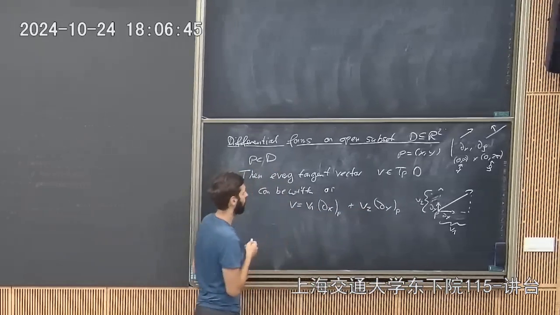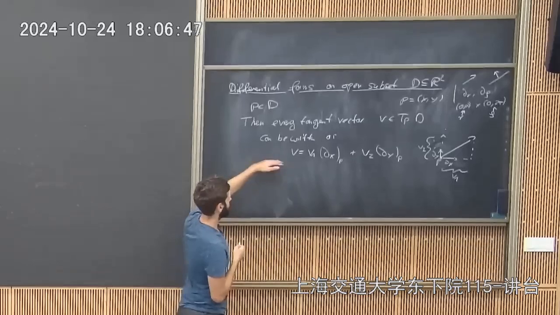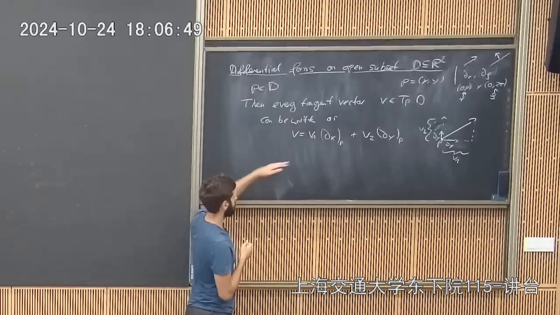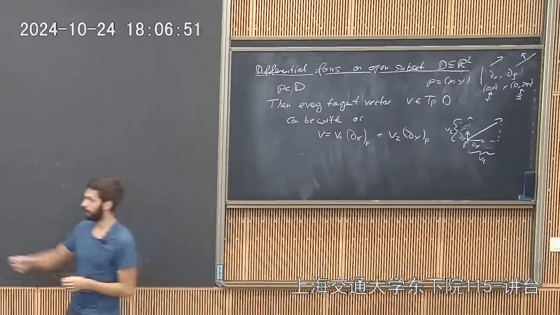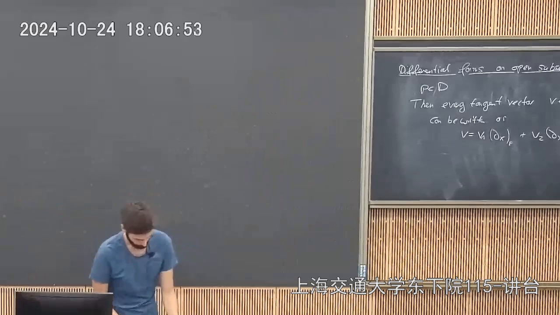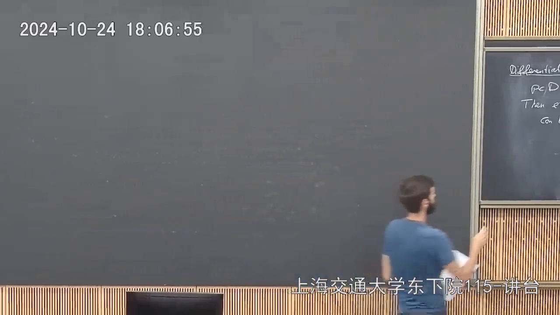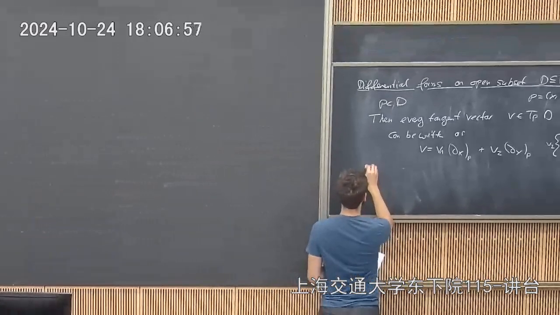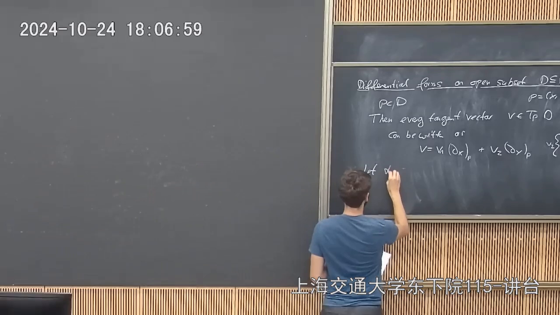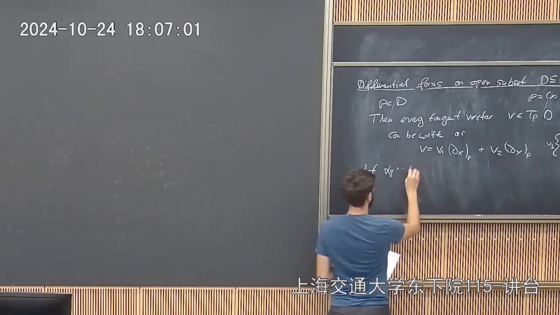Okay, that's so much about the tangent vectors, and now we want to talk about differential forms. So assume for now we fix one point, so we just have one particular point.